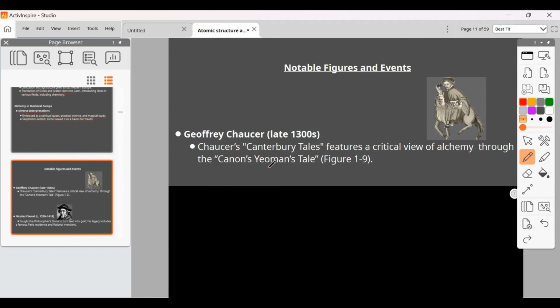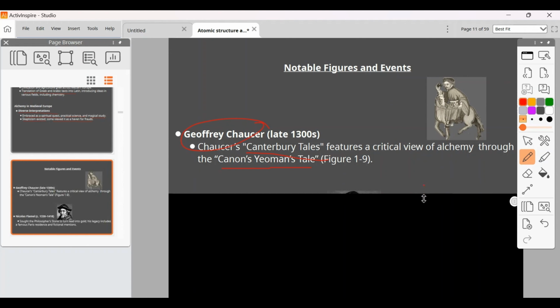Notable figures during this age and events. We have this tale, which was written by Geoffrey Chaucer. You can read this tale. It is called the Canterbury Tales. It talks about alchemy, the Canon's Yeoman's Tale, and it talks about an alchemist who was trying to change other metals into gold.